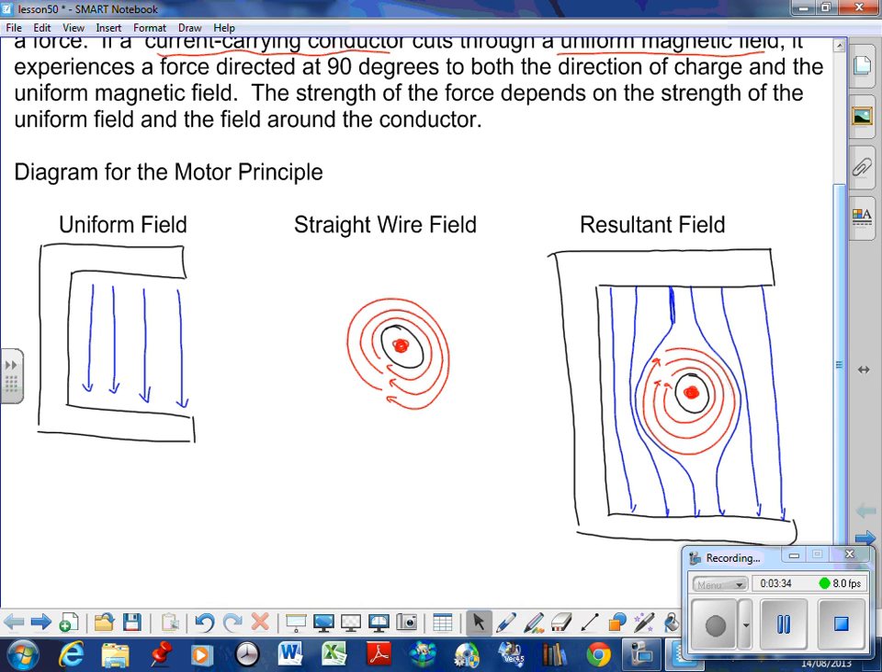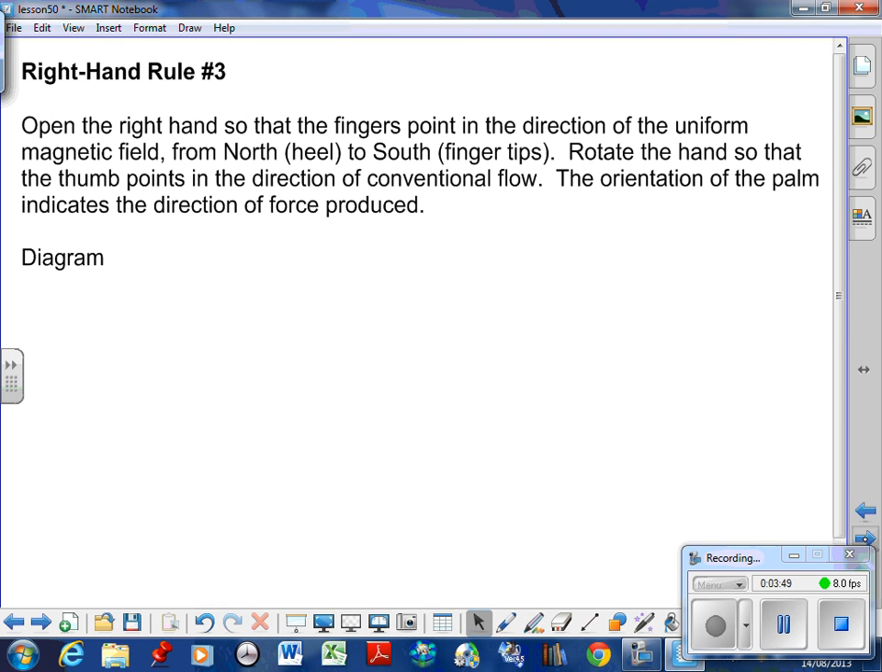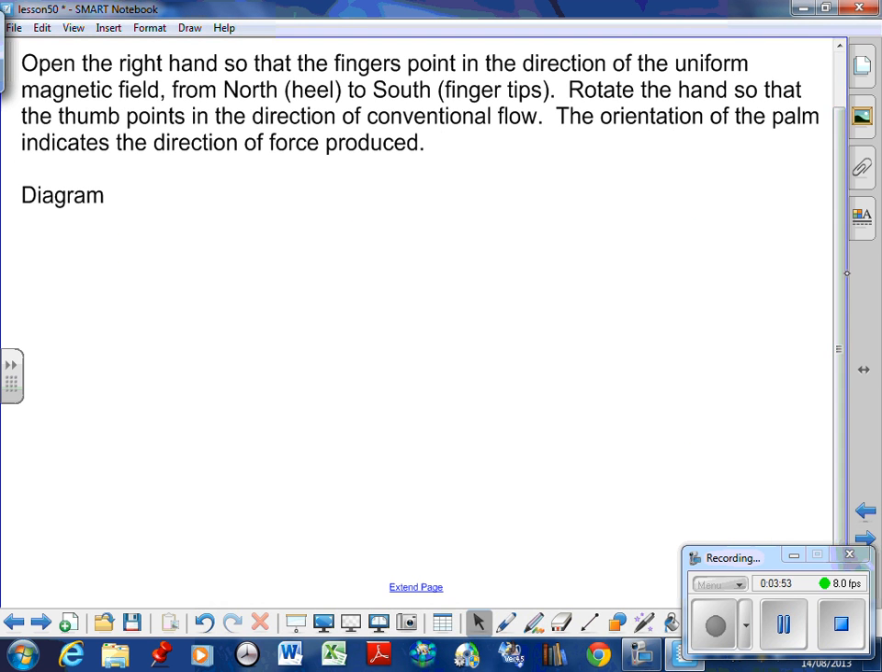Now, the force. That's what we want to know: what this results in is a force. So the strength of the force depends on the strength of the uniform field and the field around the conductor. Okay, so how do we know what the force is going to be? I'll come back to this slide in one sec to add that in. Right-hand rule number 3. This is the one that's going to tell us.